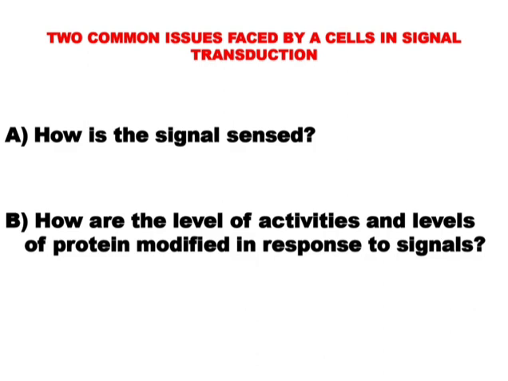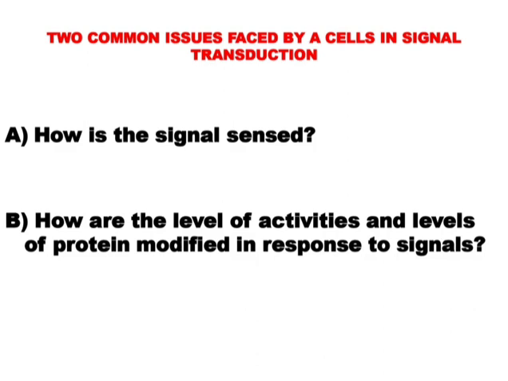So the common issues faced by the cell in signal transduction are two. One, how the signal is sensed, and two, how the level of activities and the level of protein modification shape the response to the signal sensed. Those are the two important points in signaling.